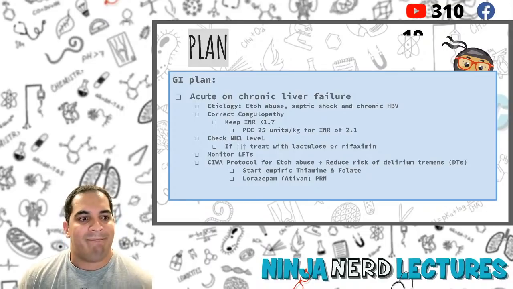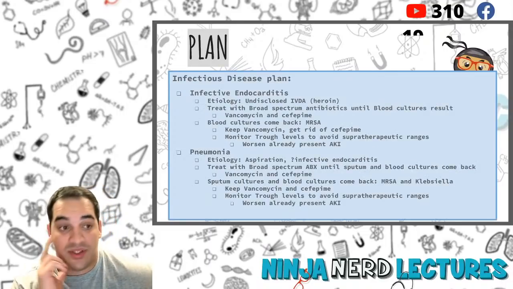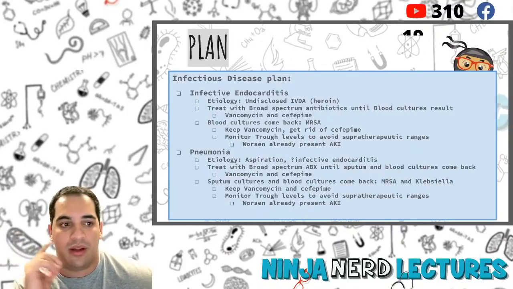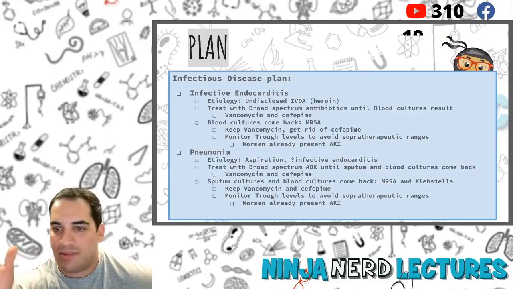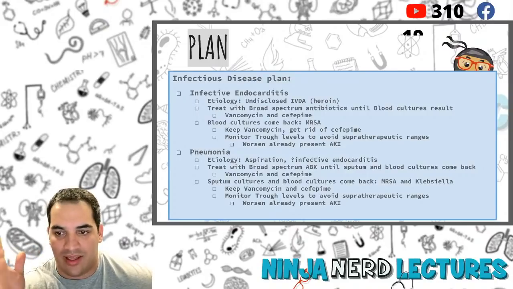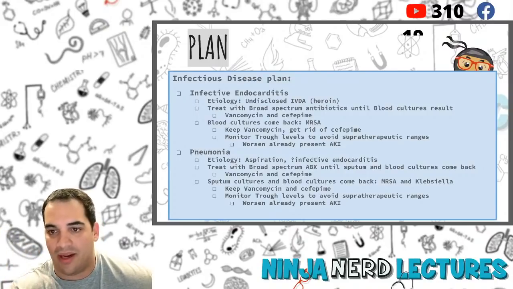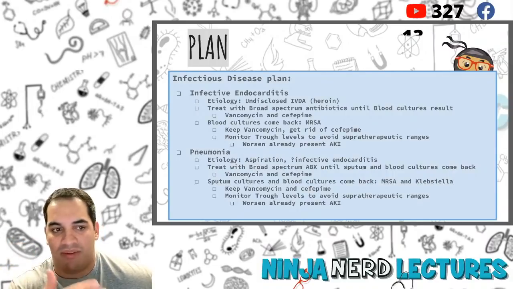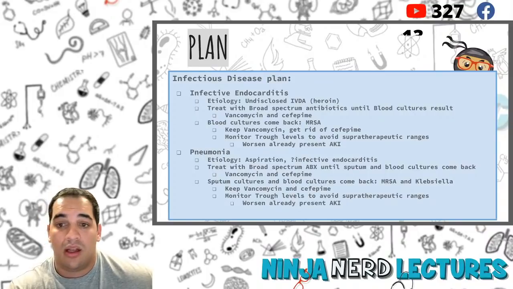Okay. Infectious disease plan. So this guy's got infective endocarditis, probably because of his undisclosed IV drug abuse, heroin. So what do you start off with? Broad spectrum antibiotics. Whenever someone comes in and you've got positive blood cultures, fever, he's septic, the whole nine yards, give them broad spectrum antibiotics. In this case, we're gonna put them on vancomycin to cover MRSA, and then cefepime, because that covers your Pseudomonas, and a lot of gram negatives as well.